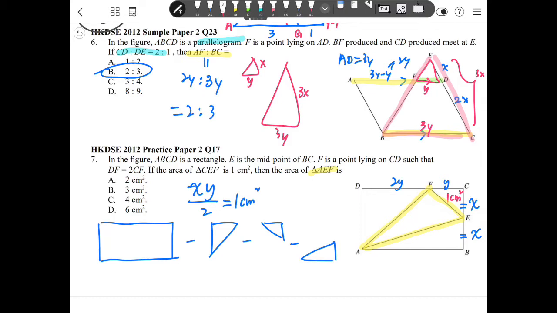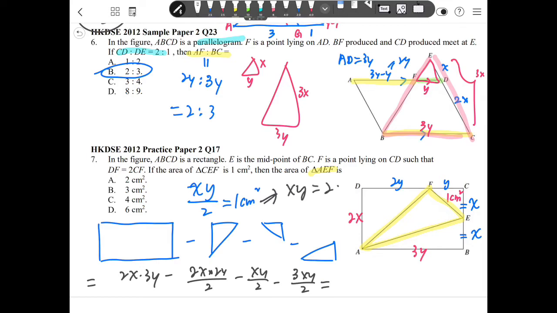Let's try to find out all the different lengths. So AD would be x plus x, which is 2x, and AB would be 2y plus y, which is 3y in total. Okay, so let's try to find those areas. So the area of the yellow one would be 2x times 3y, minus the upper one, 2x times 2y divided by 2, minus the upper one, x times y divided by 2, and then the lower one, 3xy divided by 2. Then basically, xy means 2 cm square.